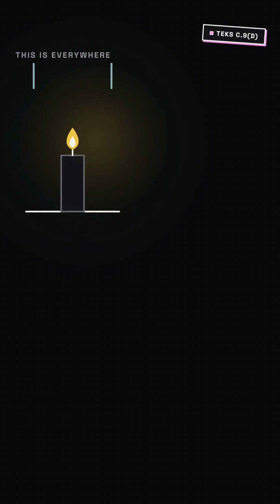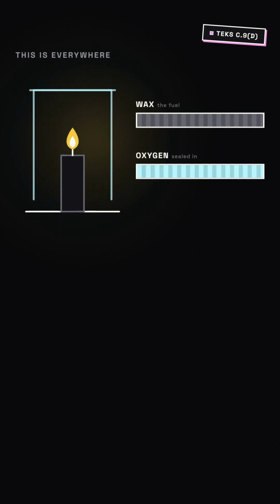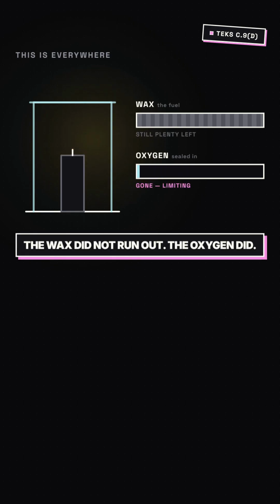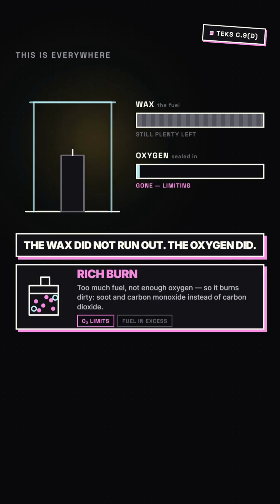This is everywhere. Put a jar over a candle and the flame dies, not because the wax ran out, but because the oxygen did. Oxygen was limiting. Run an engine with too much fuel and you get the same problem, not enough oxygen to burn it cleanly, so you get soot and carbon monoxide instead of carbon dioxide. And engineers use this on purpose.